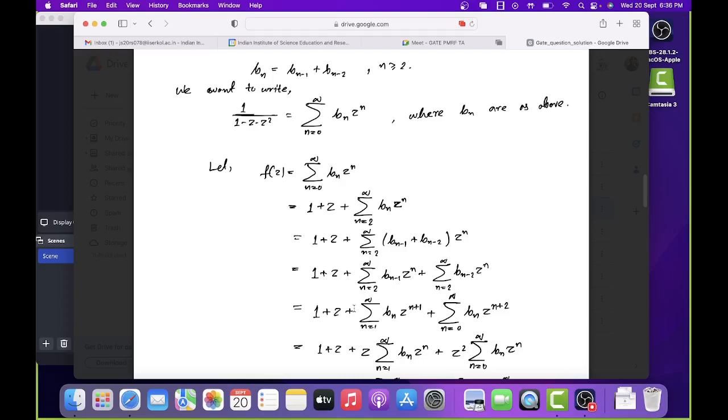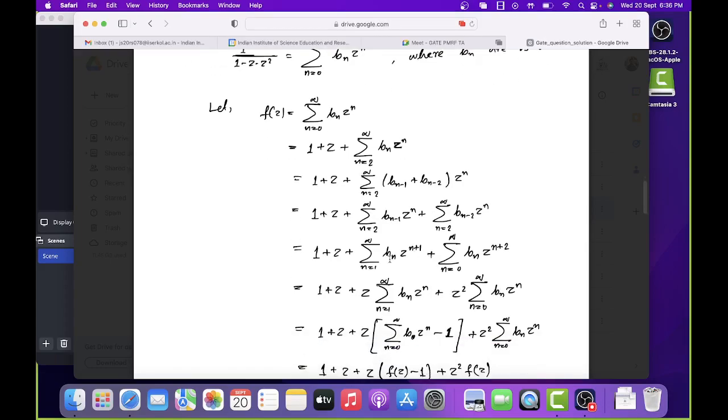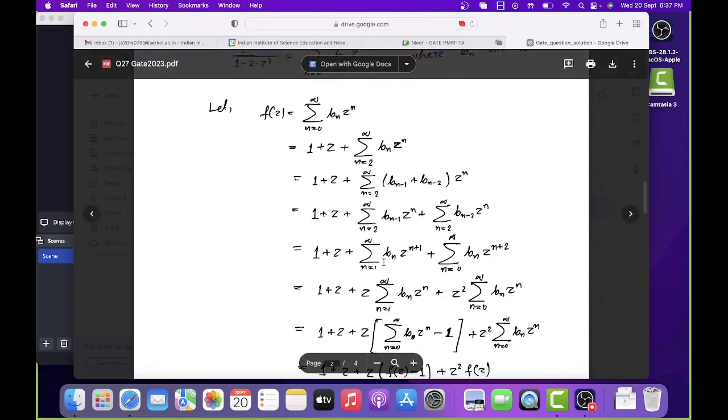And now split this series. Then it will become 1 plus z plus the summation from n equals 2 to infinity of bn-1 z to the power n, plus the summation from n equals 2 to infinity of bn-2 z to the power n. Now make a change of variable. For this discrete series, just put n minus 1 equals k. Then bn-1 becomes bk, and n will be k plus 1. And when n is 2, k will become 1. So that's why the sum becomes from k equals 1 to infinity. So this is a change of variable for a discrete series, right?